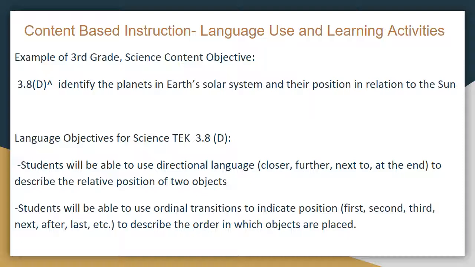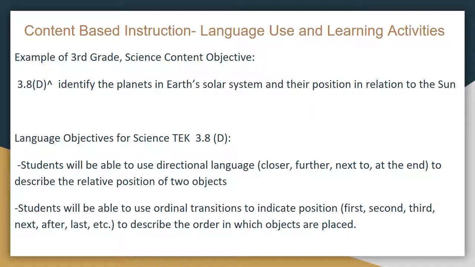Now, while students are learning that, in order to fully understand the position in relation to the sun, students do need to understand some fundamental language concepts. So this goes into our language objective for that science TEK. This would be your ELPS or your language objective you could write. It's not the only one, but this was one I thought of. The first one would be students will be able to use directional language, so closer, further, next to, at the end, to describe the relative position of two objects.